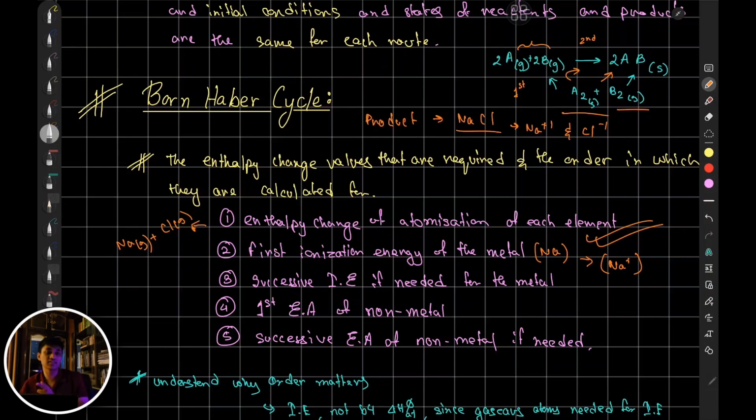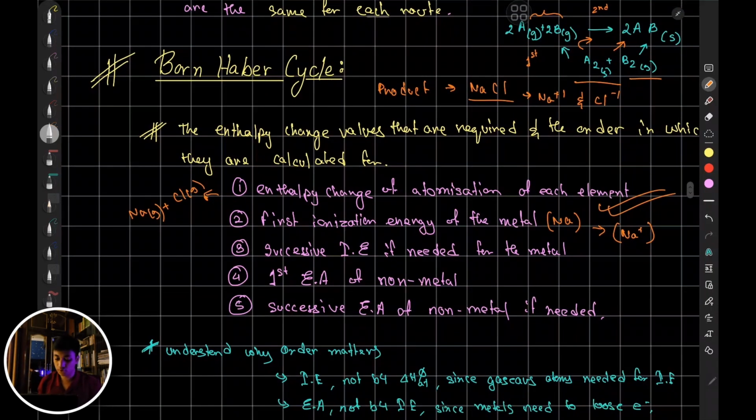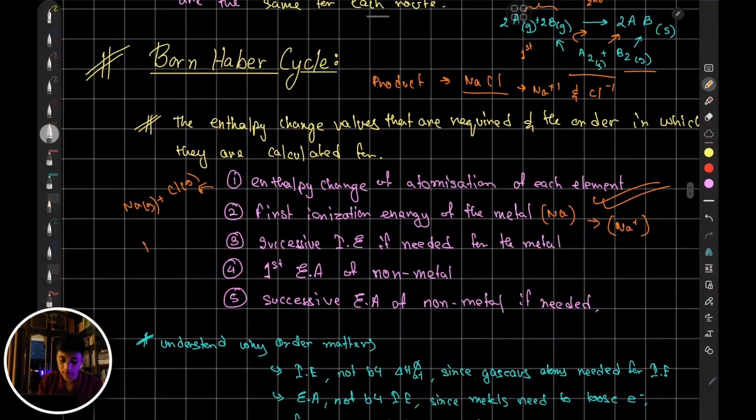When you're asked to draw the Born-Haber cycle, you should make sure that you put the enthalpy change of turning sodium into a sodium ion at the beginning, before turning the chlorine atom into a chloride ion. Why is that important? So you have to turn sodium Na to Na positive. Why? Because after you turn the sodium atom into a sodium positive ion, you're releasing an electron. This very electron is gained by the chlorine atom.